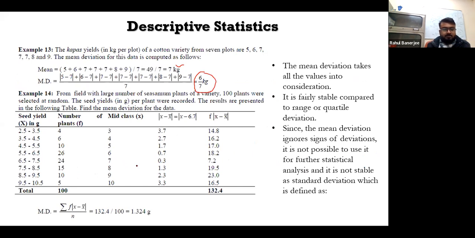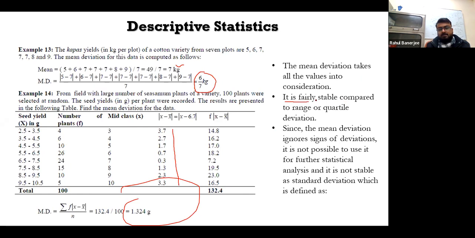Similarly, for a grouped frequency distribution also, we can do it in the same way. We find the middle value of each class, subtract each value from X bar, then multiply by the frequency, and then divide by the total frequency. The total frequency is 100. So this is the mean deviation that we get.